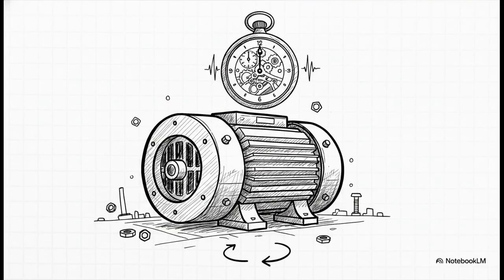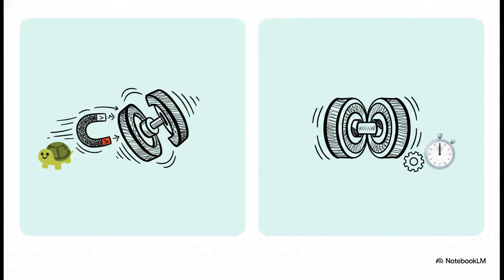If induction motors are the heavy-lifting workhorses constantly chasing the field, synchronous motors are the perfect timekeepers. They're typically built in much larger units than induction motors, and they are the absolute go-to choice when you need constant speed industrial applications. So let's put these two AC giants head-to-head for a second.